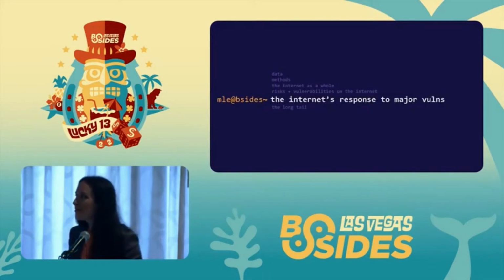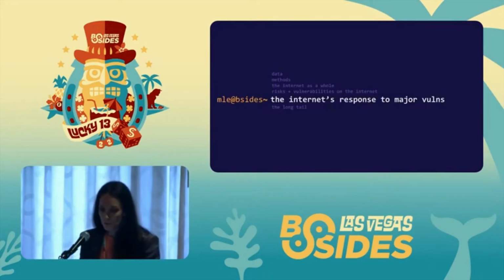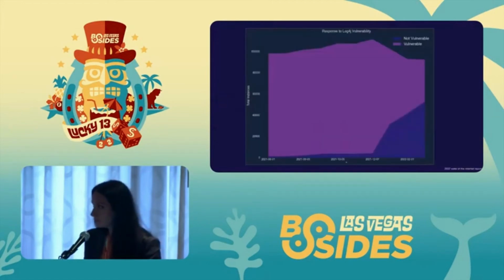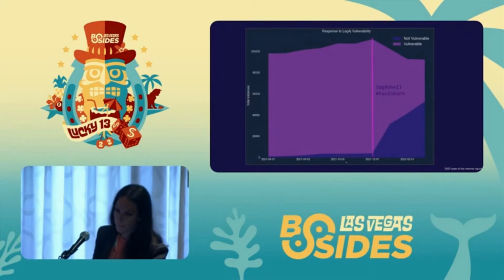So now let's talk about the internet's response to some major vulnerabilities. This is an area chart that shows the internet's response to the Log4j vulnerability. This line represents when the disclosure happened, and you can see almost immediately, these snapshots, the axis shows bi-monthly, but they are monthly, you can see an immediate, sharp trend upward in not vulnerable versions, this darker purple. And you can also see a sharp decline in vulnerable versions. So people really jumped on this. I mean, it was everywhere.